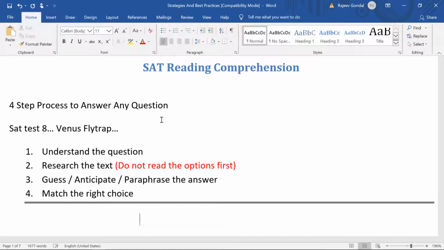So instead of reading the option first, why not go back to the passage, research the passage, and have a very clear idea of what could be the right answer. When you know what could be the right answer and you're very confident about it, the moment something similar strikes your eyes, you would be able to see, oh, this looks like the answer. We'll see this with some examples.